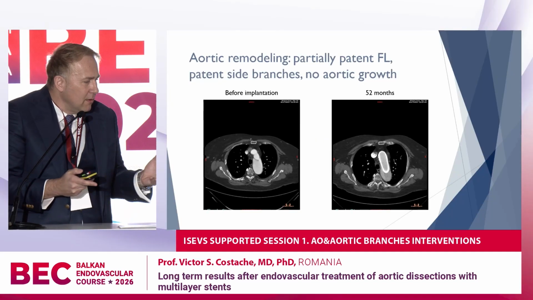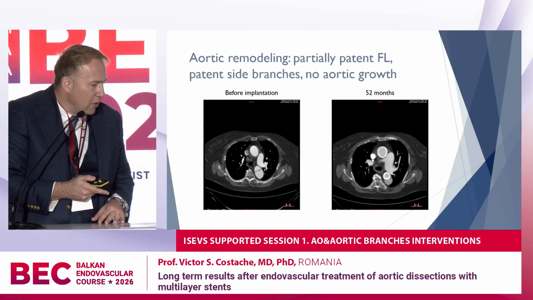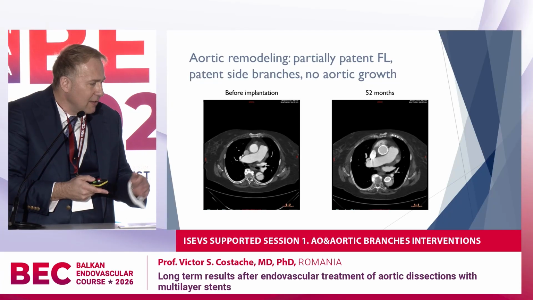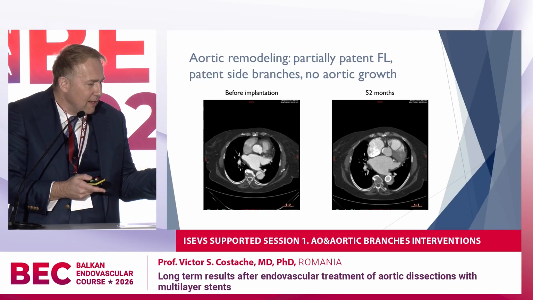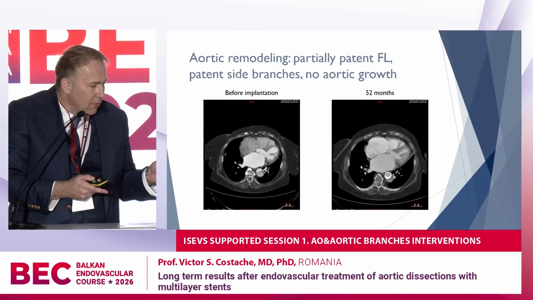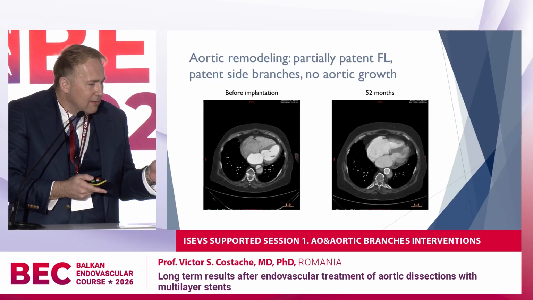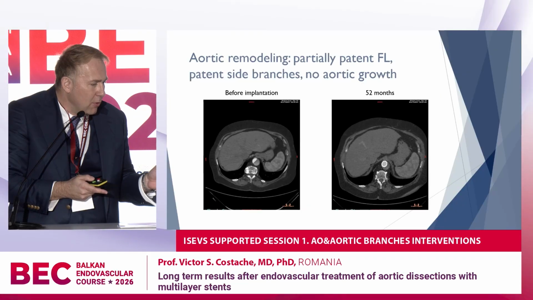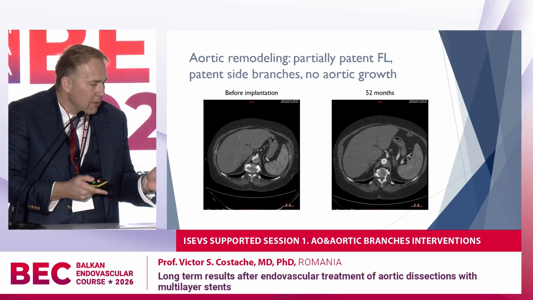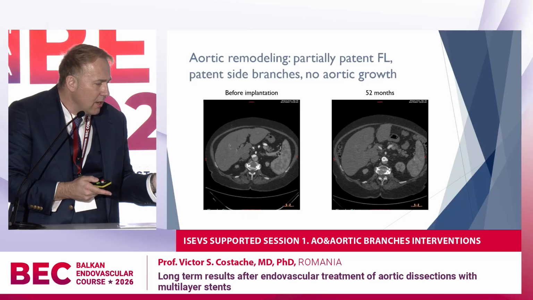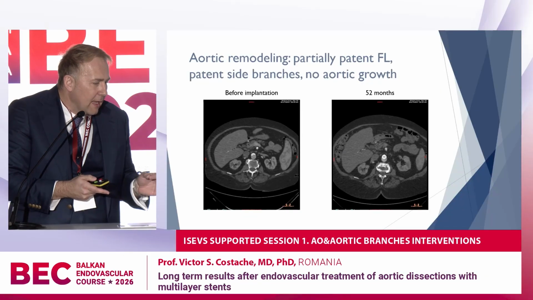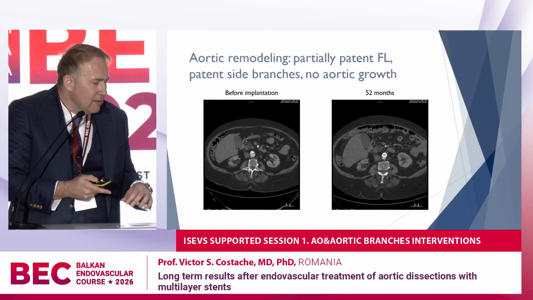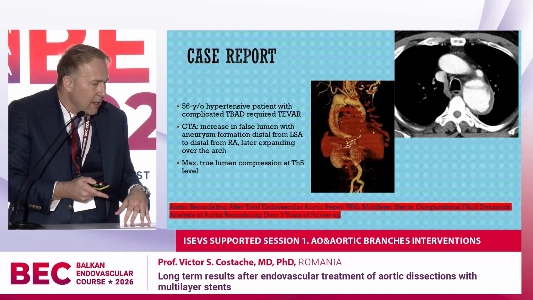So this is what a typical follow-up looks like in a type B aortic dissection. On the left, you see the type B aortic dissection, and on the right, you see the remodeling achieved at 52 months. There is always a little remnant flow in the false lumen, but it's tiny. It's for lumbar intercostal arteries, lower arteries, and it's not going to become aneurysmal.